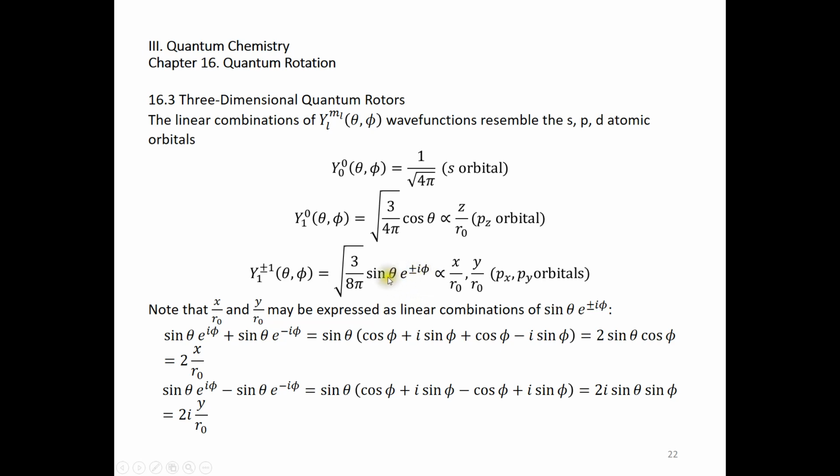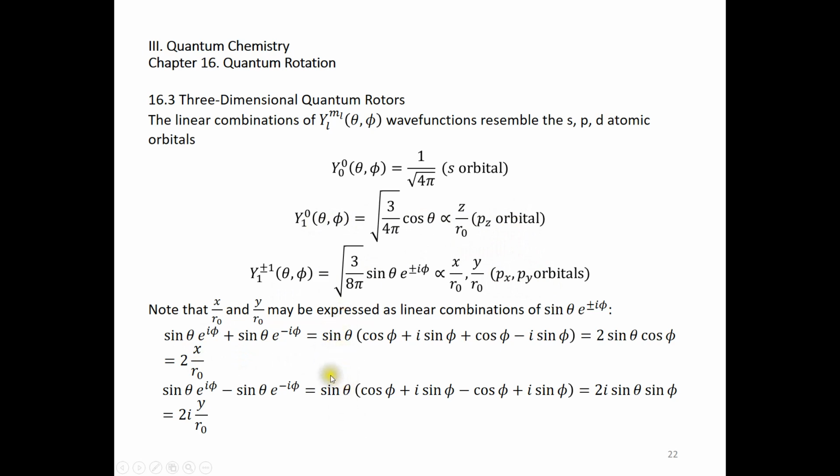Cosine phi times sine theta is x over r naught. Sine phi times sine theta is y over r naught. And they correspond to the px, py orbitals. And remember, in general chemistry, when we have l equals 1, the m sub l can be plus minus 1 or 0 here. And therefore, we have 3 p orbitals.